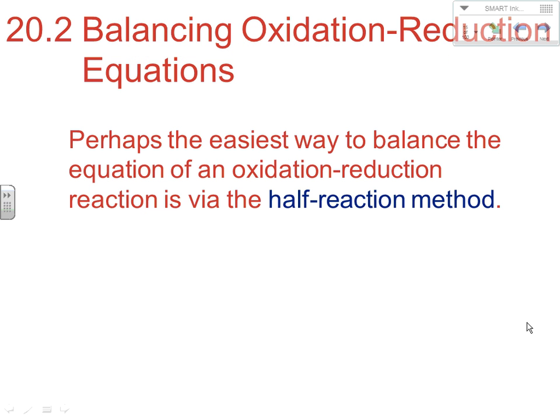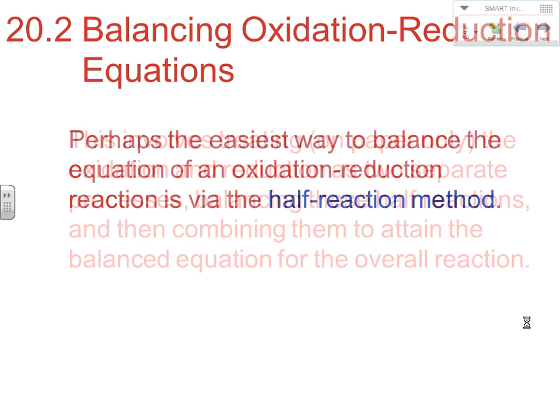Now, the second thing that we get into is the next section, 20.2, which is balancing redox reactions. And I prefer to use the half-reaction method, which is the same method most textbooks use, because I think it's one of the easiest ways to balance redox reactions. And this is something we did back in first semester. So I'm going to go through this fairly quickly at the beginning because this is all a repeat of something we've done before.